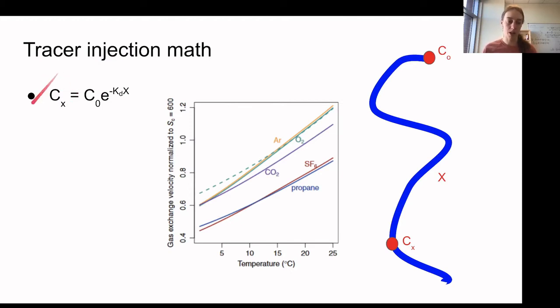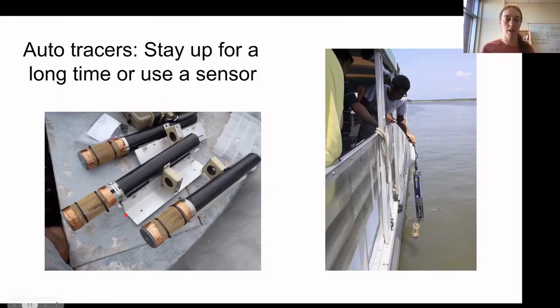So our concentration where we measure it is a function of our initial concentration times e to the negative kd, so that is our gas exchange rate constant, and x, our distance that we're measuring it over. And then, of course, again, if we're using something like propane, this is going to have a different gas exchange velocity than, say, oxygen that we might be interested in. So we just have to use some scaling relationships there to correct our propane K to our oxygen K.